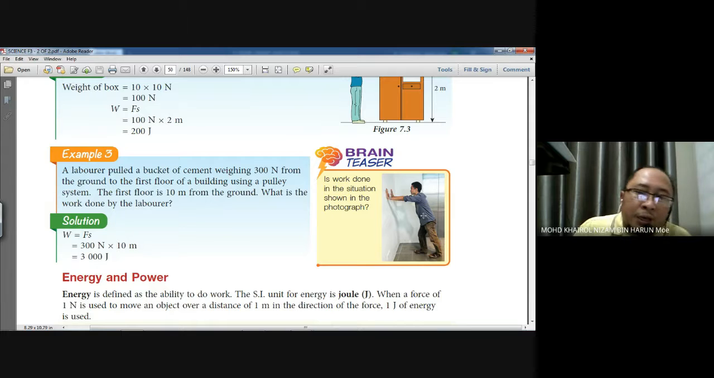So the condition for work to be done is there must be force and then it must move. There is a distance, a displacement of that object. There must be a movement for that object.